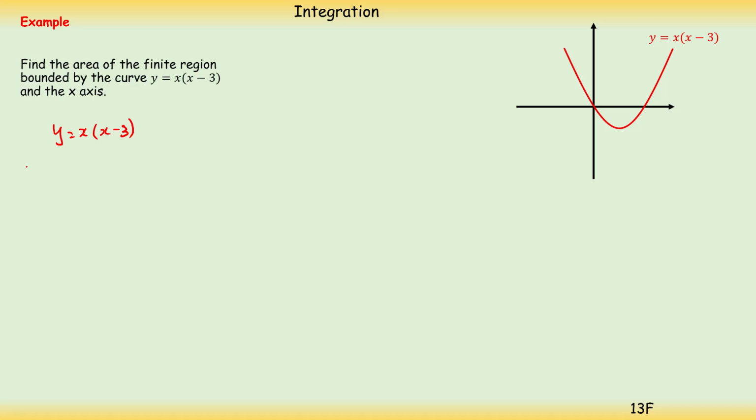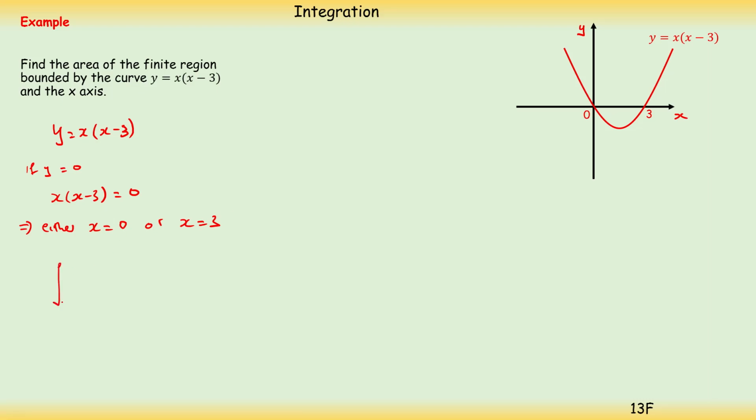So if y equals 0, then x times (x minus 3) is equal to 0. So our solutions then are either x is equal to 0 or x is equal to 3. We can put those on our graph, 0 and 3. Let's just label the axes. Now I can find the area under the curve by integrating between 0 and 3.